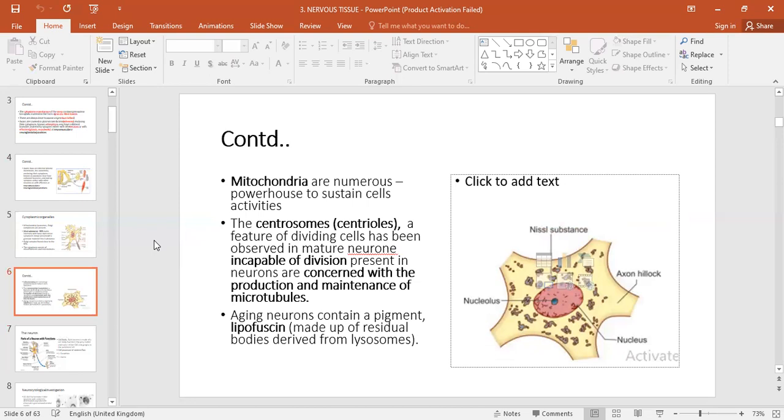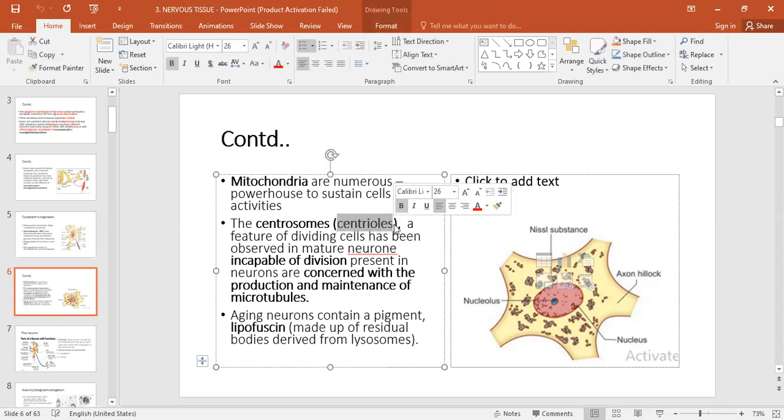So all other organelles that we saw in the basic structure of the cells are present in the nerve cells. Mitochondria is present, except centrioles are absent in nerve cells. So centrioles are not present in nerve cells.